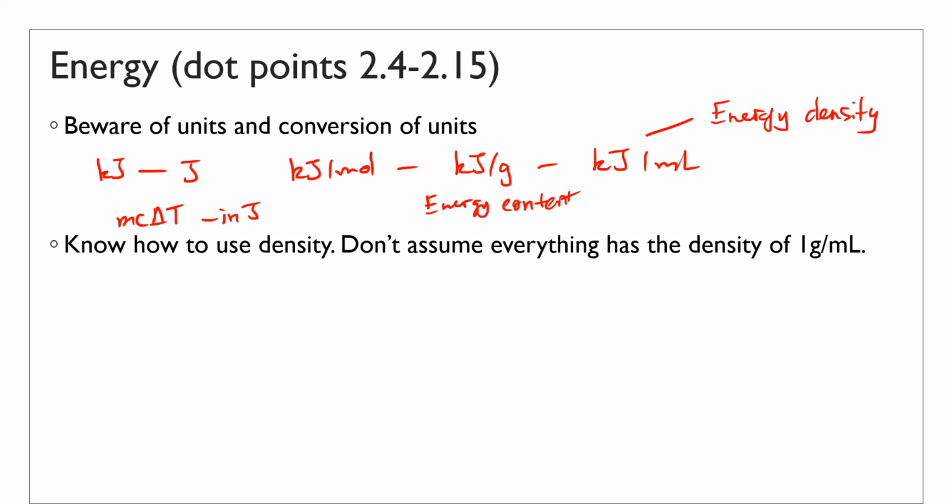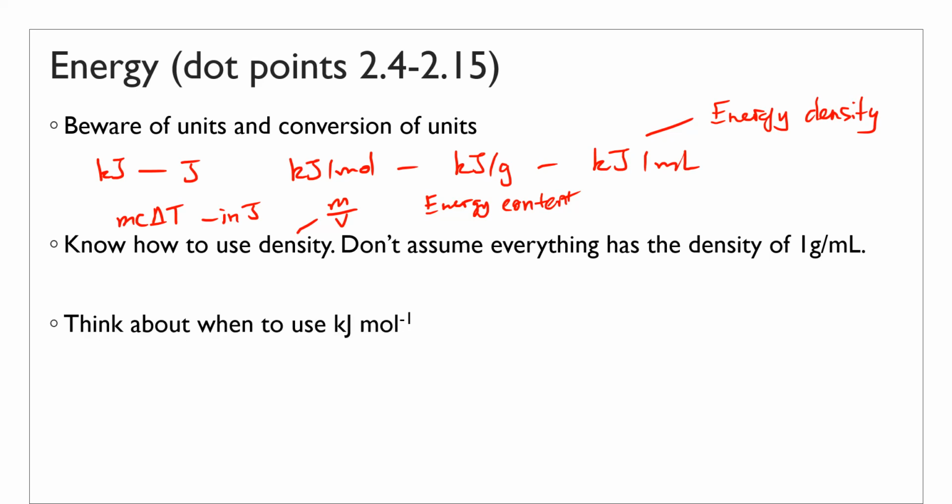Okay, goes to my second point. You need to know how to use density, which is just a ratio between mass and volume of a substance. Please don't assume that everything has a density of 1. I was marking one of the homework booklet questions. Just because something is 80 liters doesn't mean it's 80 kilograms. The density will be given in the question. If you have to make that conversion, you just need to look for it, okay?